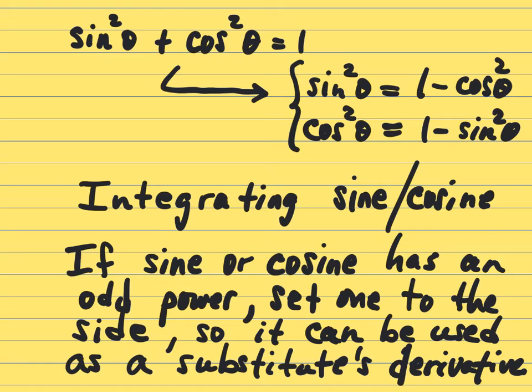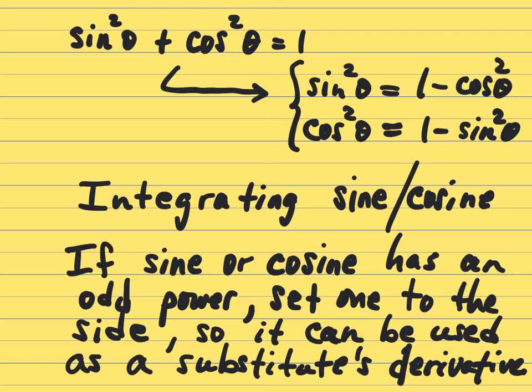Hey class, we're going to look at some trig integrals on this video, specifically the ones involving sine and cosine. At the very top of your screen, I put in one of the Pythagorean identities that you can find on your trig identity sheet in Google Drive. One of the more famous of the three is sine squared theta plus cosine squared theta equals 1.